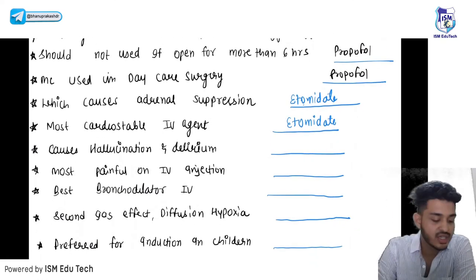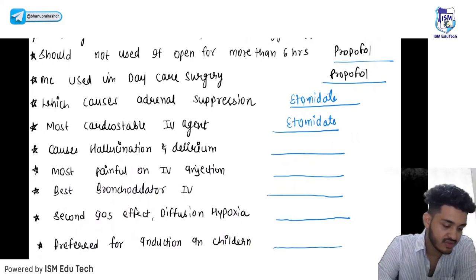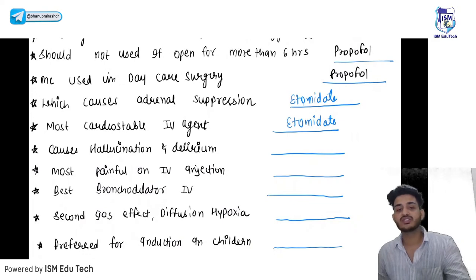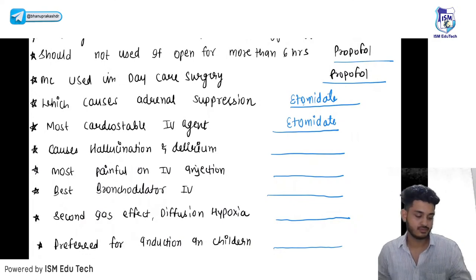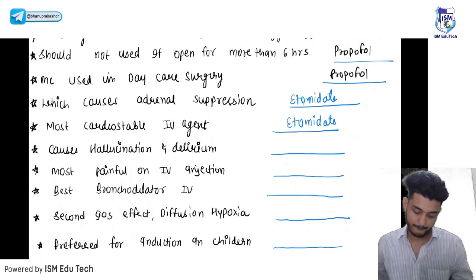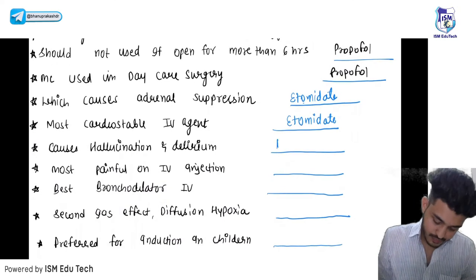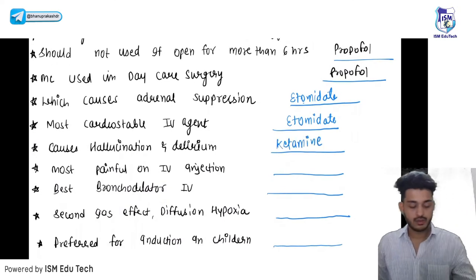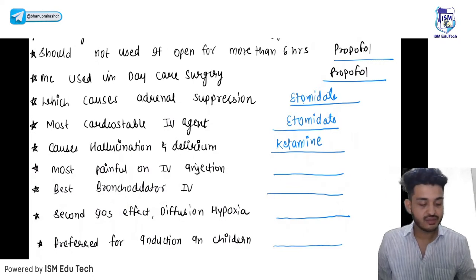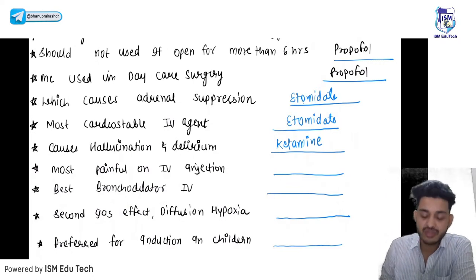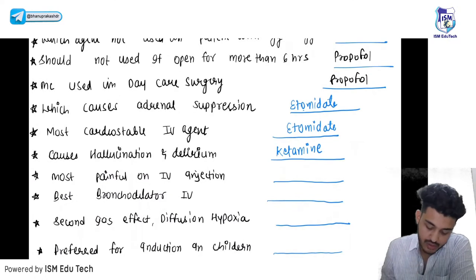Which of the following IV agents will be causing hallucinations and delirium? Hallucinations and delirium is seen with which of the following? That is your ketamine. Dissociative anesthesia, we have seen with ketamine.